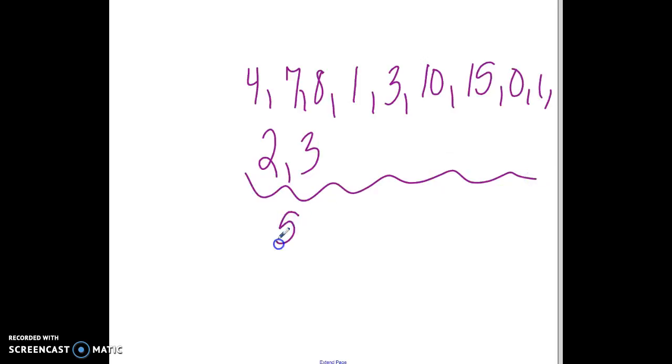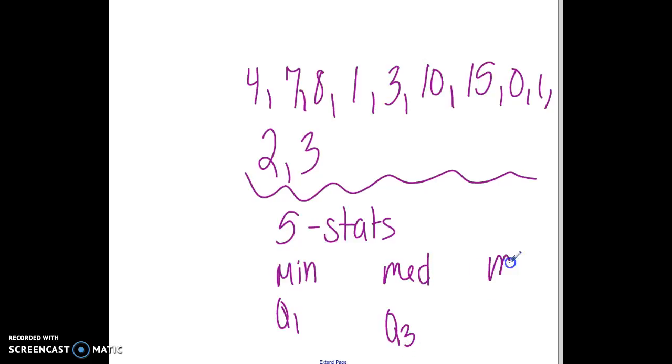Okay, so you need your 5 values, which is your min, Q1, median, Q3, and max. There's a way to do it with and without the calculator. You should know the min and max. Min is the lowest, max is the highest. Median is the middle number.